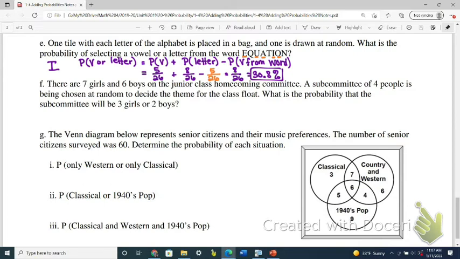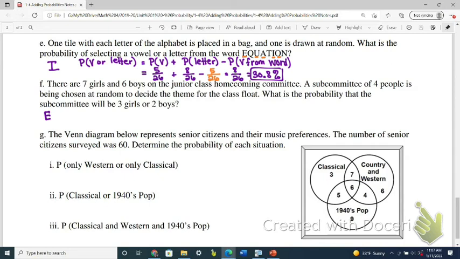If I look at F, it says there are 7 girls and 6 boys on the junior class homecoming committee. A subcommittee of 4 people is chosen at random to decide the theme of the class float. What is the probability that the subcommittee will be 3 girls or 2 boys? So can they have girls and boys? Are they the same? Can you be a girl and a boy at the same time? No. So these are exclusive events.